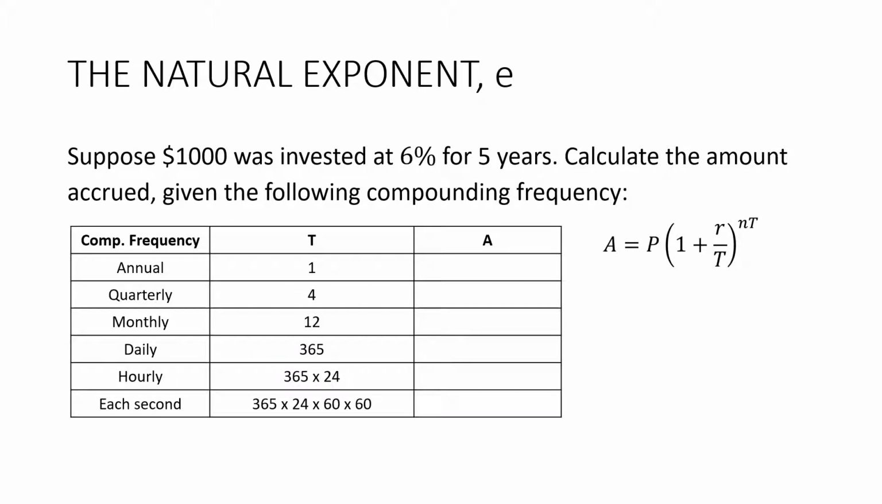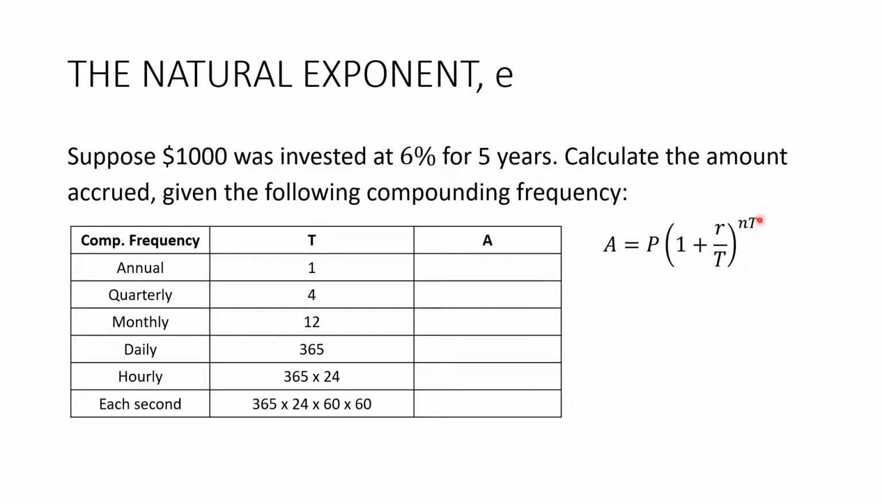So let's go through this. Suppose $1,000 was invested at 6% for 5 years. Calculate the amount accrued given the following compounding frequency. So here I've got in my table that it's compounded annually, quarterly, monthly, daily, hourly, and each second. So annually means 1 time a year, quarterly is 4 times a year, monthly is 12 times a year, daily is 365, and then hourly is 365 multiplied by 24, etc.